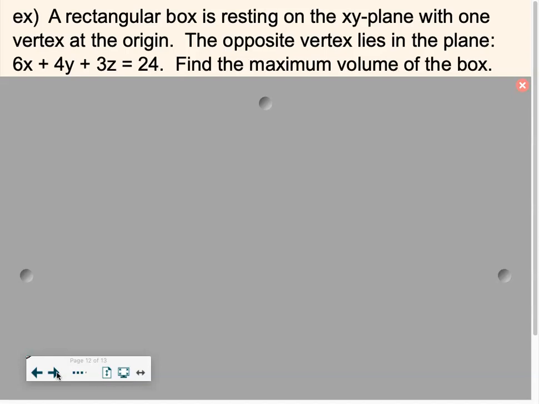How many input variables do we have in this equation? 3. How many have I been teaching you with? 2. So could we get rid of the Z? No. Never. Do we have any other information? We have that, right? So what we're going to do is solve that for Z.